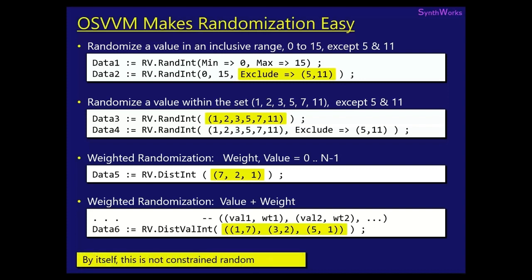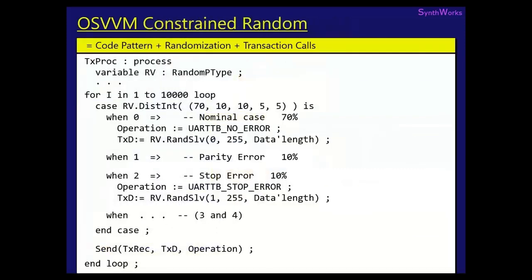Okay. This by itself, though, is just a cute little randomization library. It's not constrained random. To get the constrained random, you have to add code patterns, and here's one code pattern. Okay, so code pattern plus randomization plus transaction calls, that gets us to constrained random.